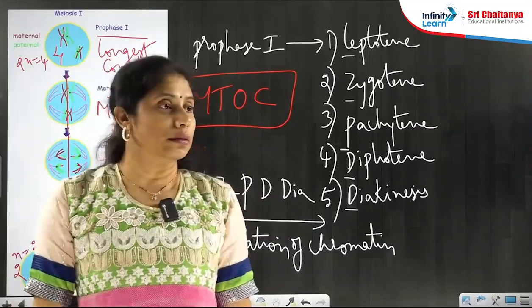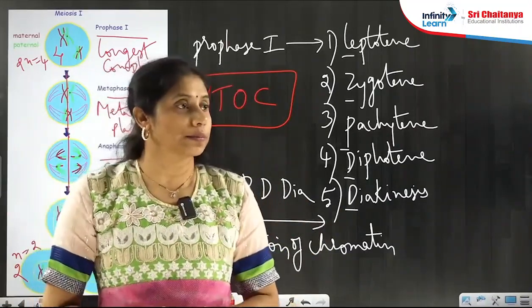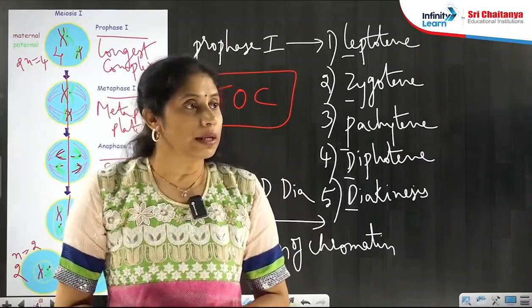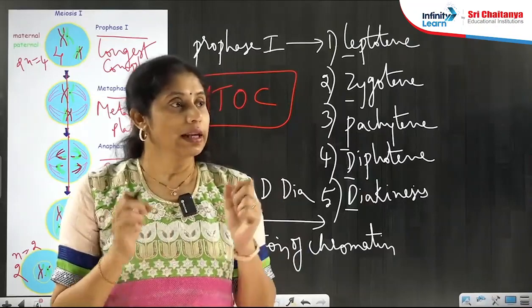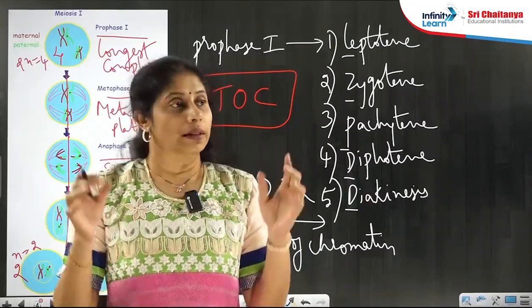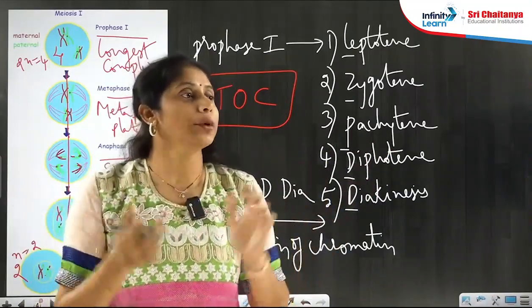Microtubule organizing center will be giving rise to the spindle fibers in the plants. What is synaptonemal complex? It is made up of different proteins that will be holding the two homologous chromosomes together.